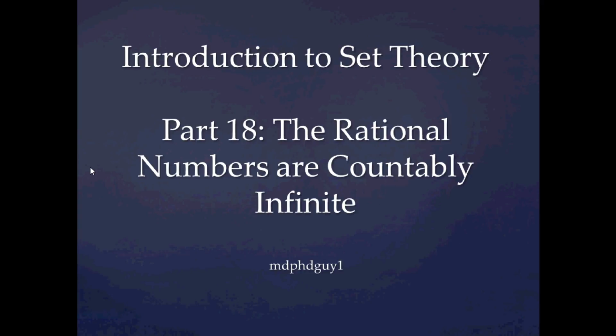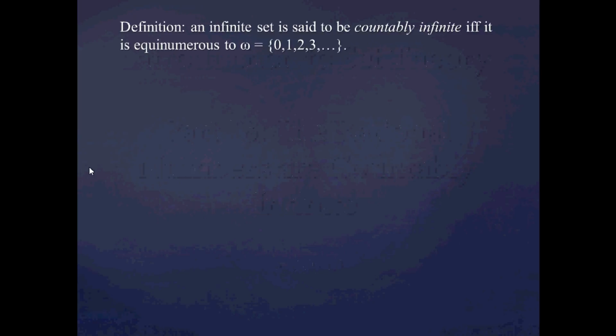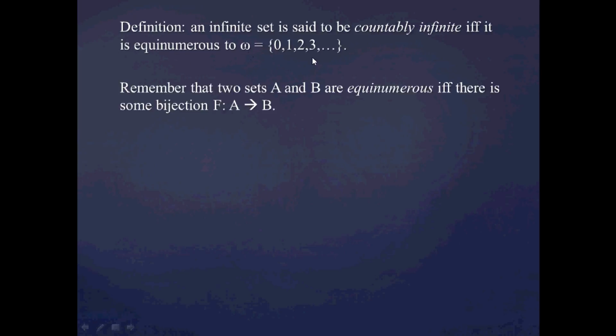In this video, we're going to continue the discussion about equinumerosity and establishing bijections between sets with the rational numbers. Now, we've been making implicit use of this concept already, but just to establish a definition, we're going to say that some infinite set is countably infinite if and only if it is equinumerous to omega, which is the set of natural numbers.